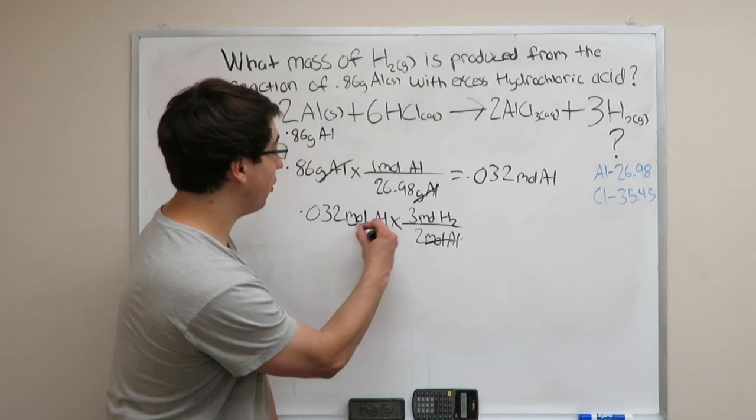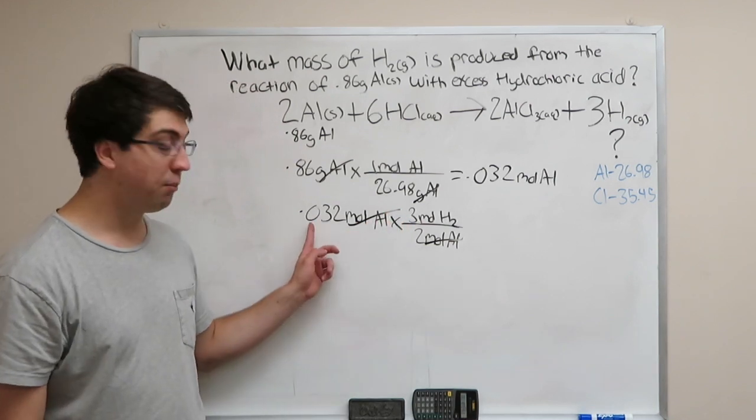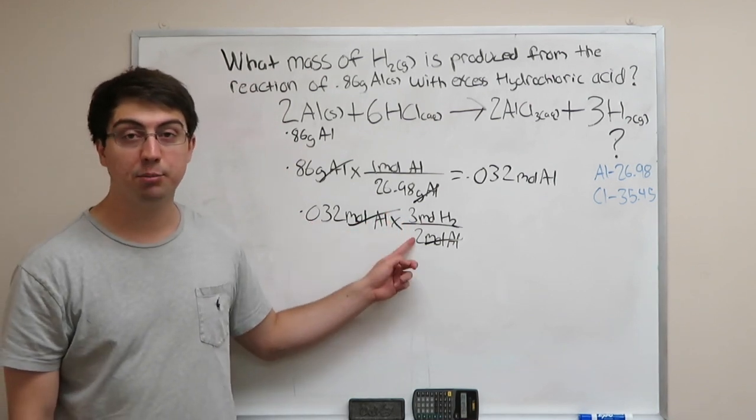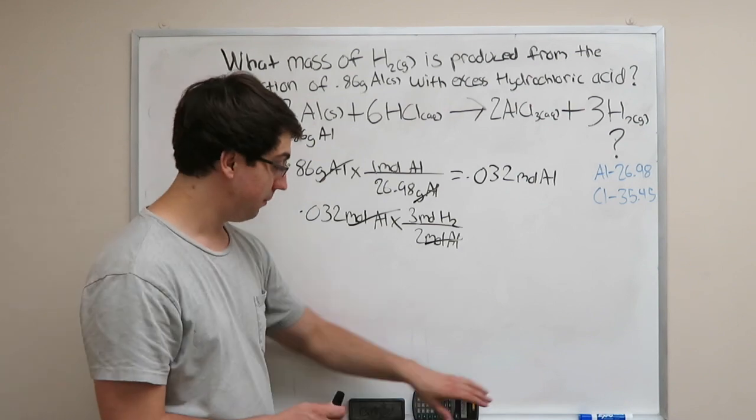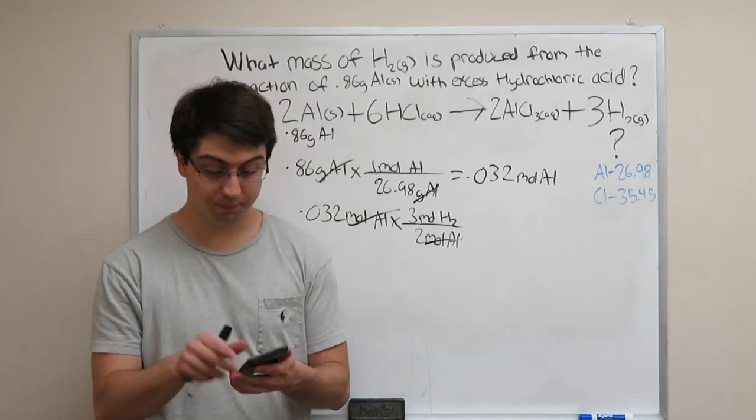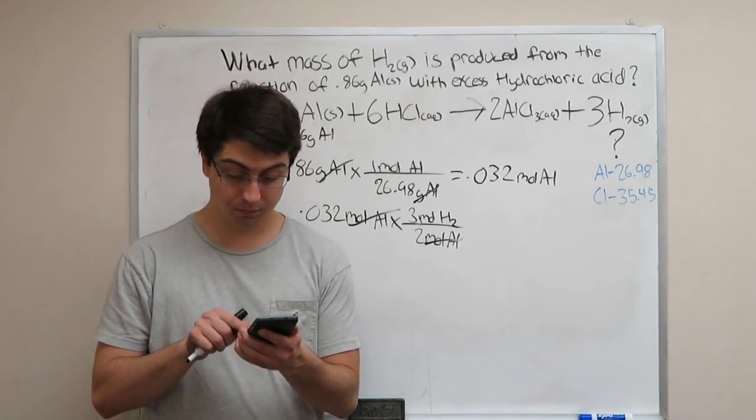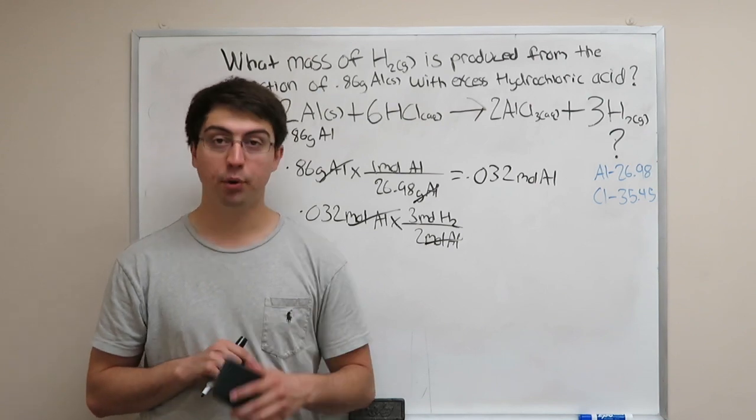The moles of aluminum will cancel out, and we just need to take the 0.032, multiply times 3, then divide by 2. I got 0.048.